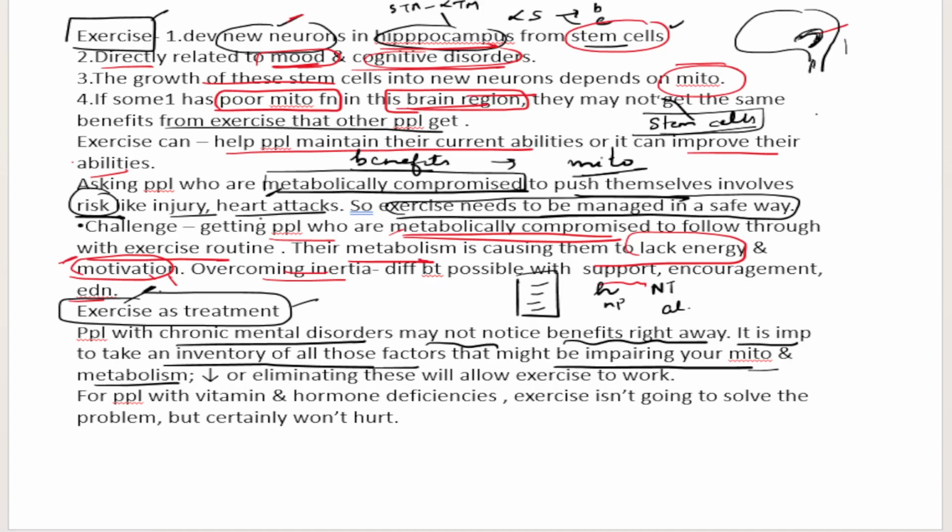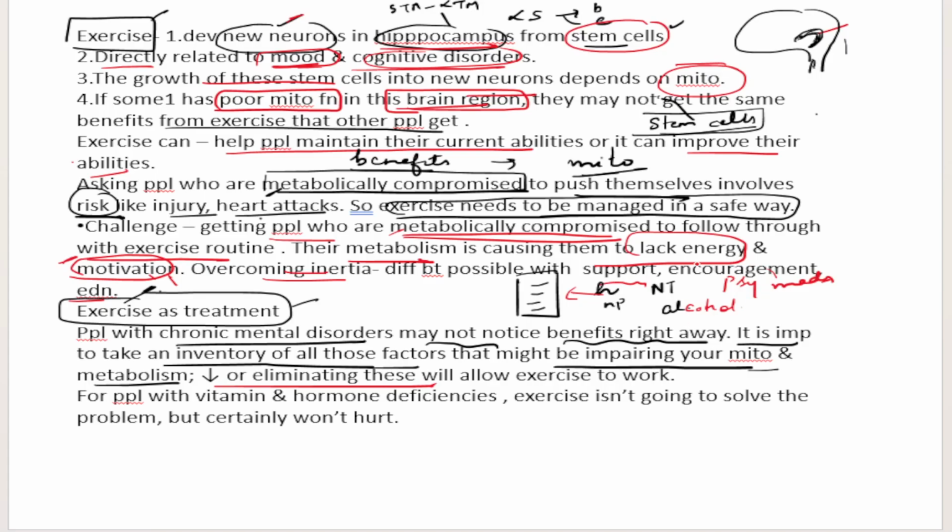So we need to first consider all the factors that are impairing our metabolism, and we need to reduce and eliminate these factors. We need to first eliminate all the factors which are adversely impacting our metabolism. Now see, suppose we are taking alcohol, so we need to eliminate alcohol.